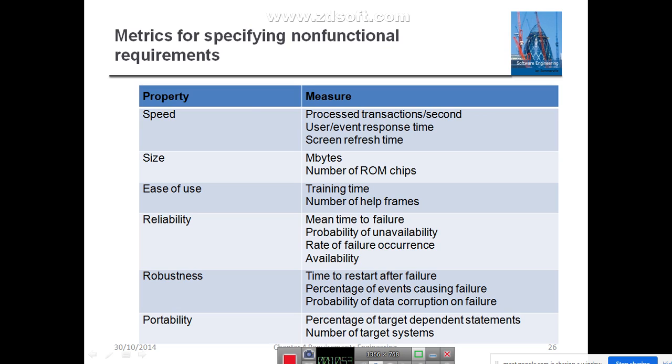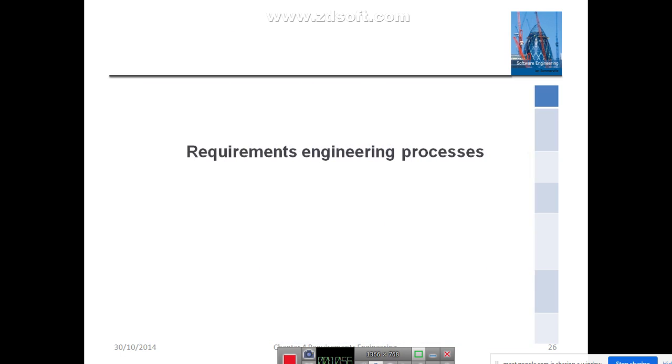Any doubts till this, guys? Any doubts? Hello, can you hear me?